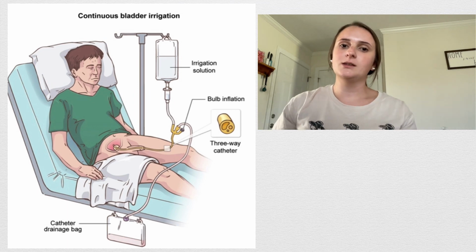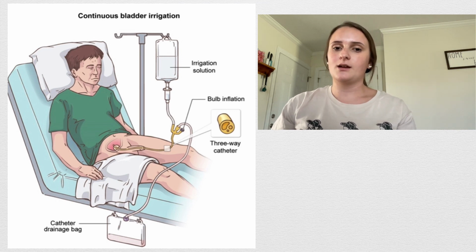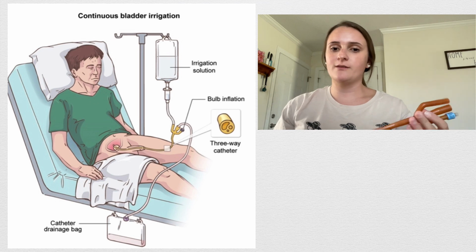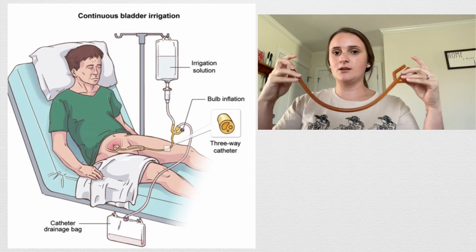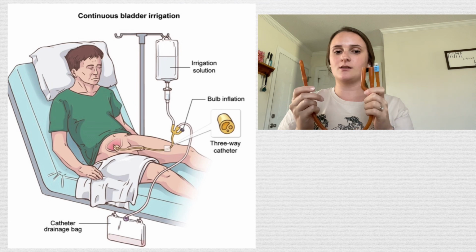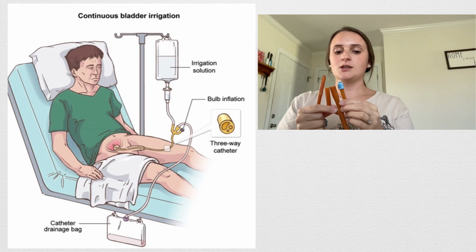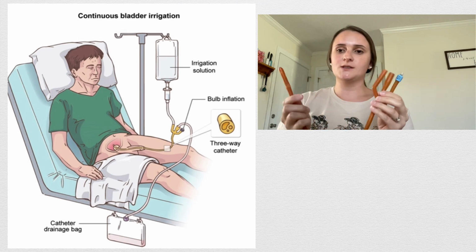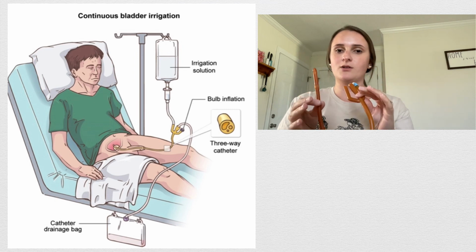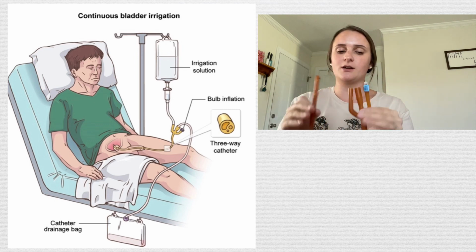Okay, so in the picture you will see an example of someone with a continuous bladder irrigation going, and as you can see in the picture, for the continuous bladder irrigation they need a 3-way Foley. So I have an example of one here. Obviously this will be placed sterile. Usually at the hospital I work at, our urologist comes and places the 3-way Foley and starts the continuous bladder irrigation for us.